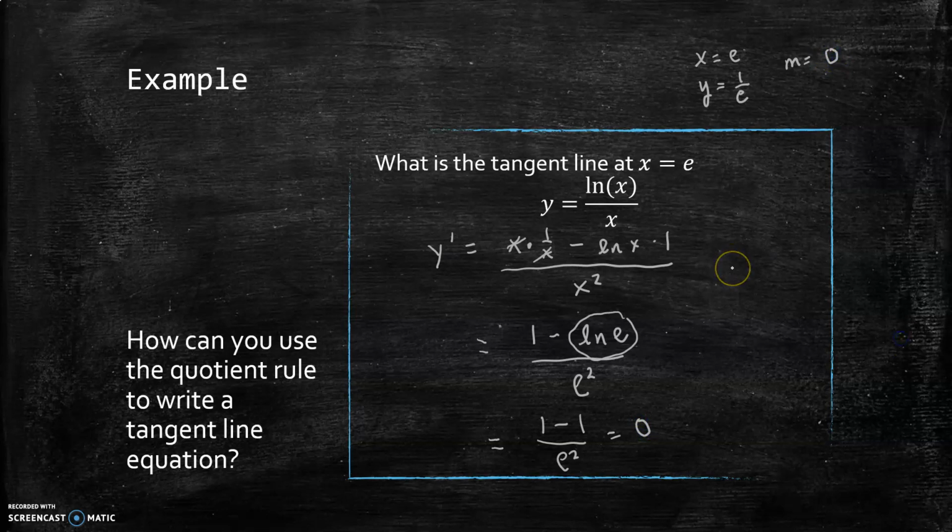So the equation for the horizontal tangent line would be y equals 1 over e, because the slope is 0.